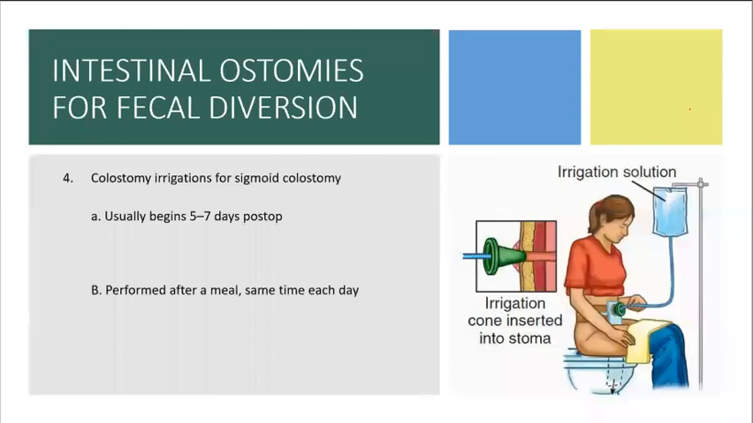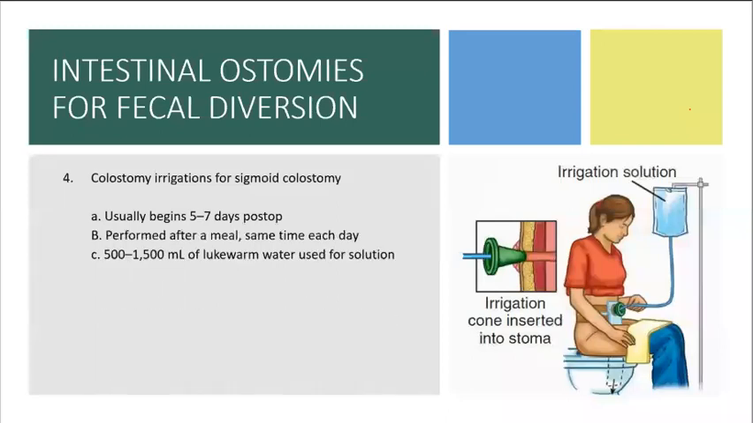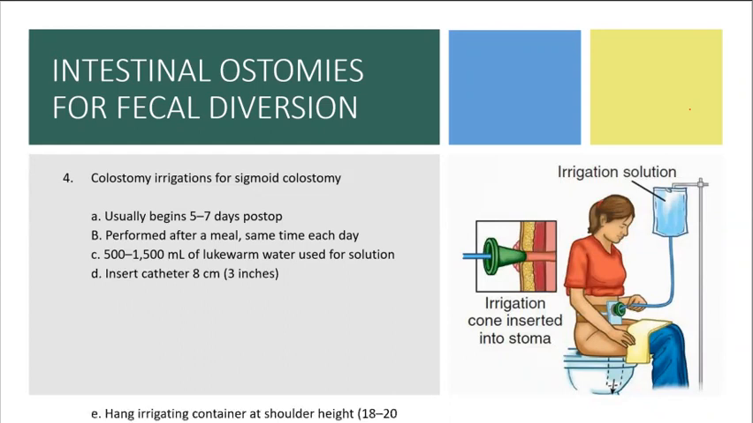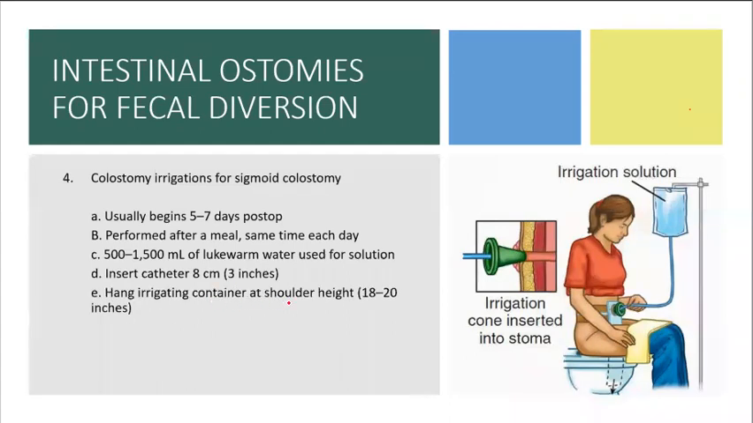It should be performed after a meal, at the same time each day. We want to use between 500 to 1,500 mL of lukewarm water and use a special irrigating sleeve and cone. We want to insert the catheter 8 cm or 3 inches. We want to hang the irrigating container at shoulder height. So that's our irrigating solution there.